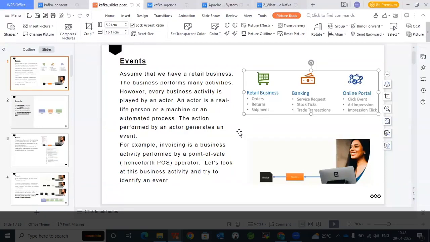Similarly, if you want to return any item, for example, you purchased one tube light and it is not working when you came home and tested it, then what will you do? You go and return it.